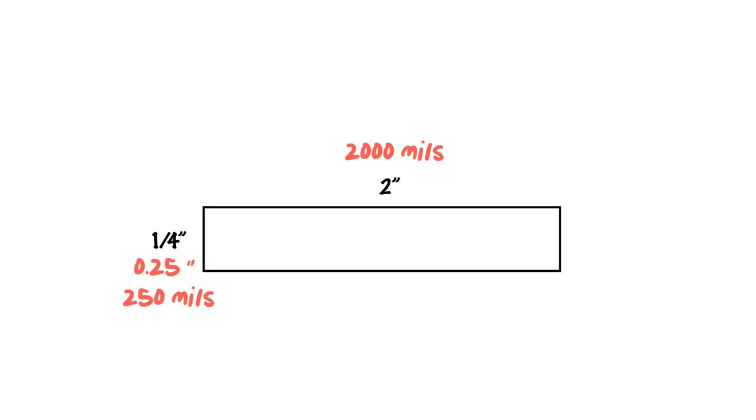Now to get the SMA, or the square mil area of this bus bar, we just multiply 250 times 2,000. That gives us 500,000 SMA. Now, if we want to convert this to CMA to see what the CMA equivalent of this bus bar would be, we can go ahead and use this conversion.